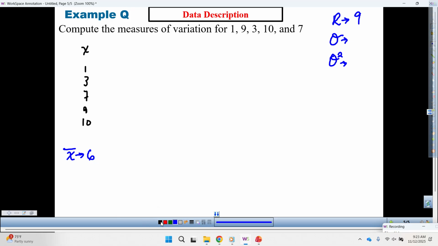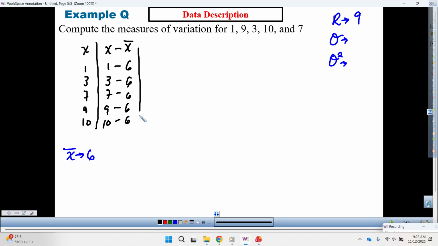Yes, Mr. Q. All right, next we take x and subtract the mean. So we take 1, 3, 7, 9, 10 minus 6. And we end up with negative 5, negative 3, 1, 3, and 4.